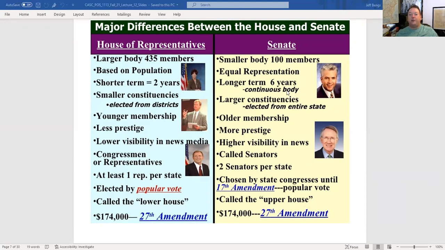Senators serve for 6 years. Representatives serve for 2 years. Senators are representatives of the whole state, while representatives come from smaller areas, and so they pretty much represent their smaller district within the state. Being a senator usually carries a little bit more prestige. And then because of that, they are more visible in the news.